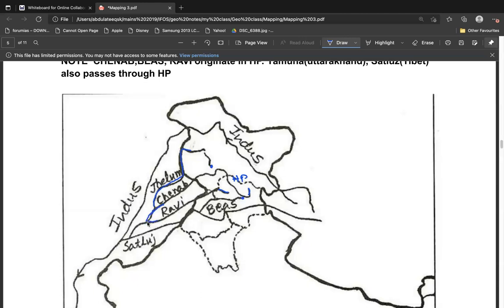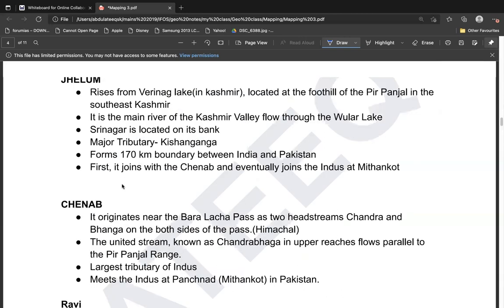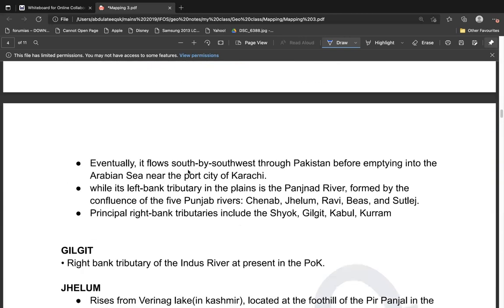Okay, and then Ravi River joins it, and all of these rivers mix with the Satluj River, and then they join the Indus River. Finally, at Karachi, they will meet with the Arabian Sea. So this is a brief understanding about the Indus River, how it is flowing. Okay, so this is the important point, Nanga Parbat, and this is what I have mentioned here.